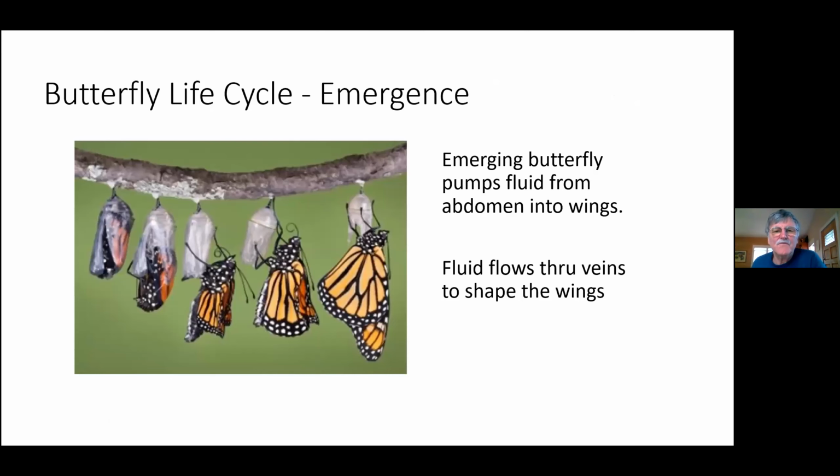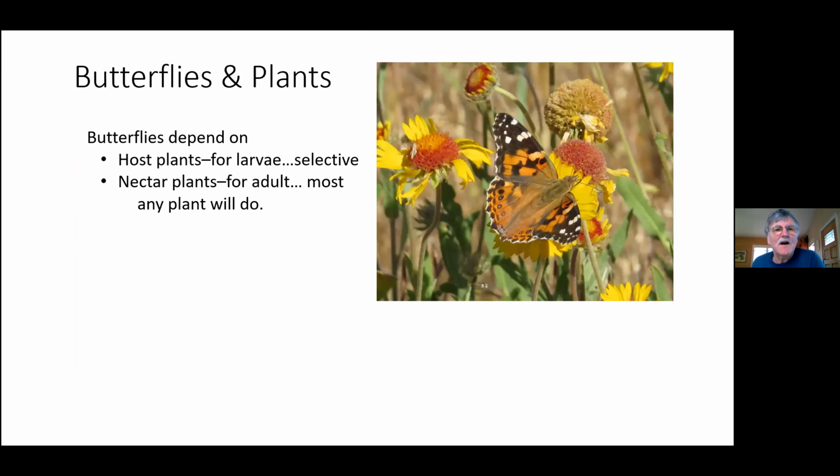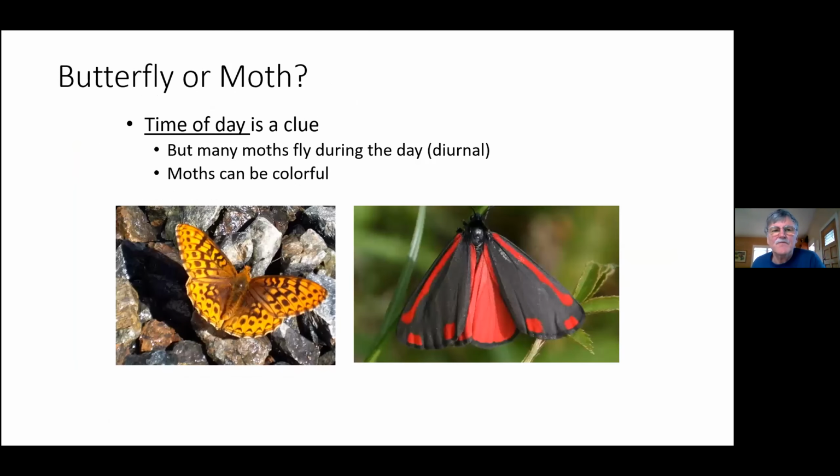Just another picture of a butterfly emerging from the chrysalis. As I said, they're very selective for the larvae where they lay their eggs, but when they're adults, they'll go to most any plant for nectar.